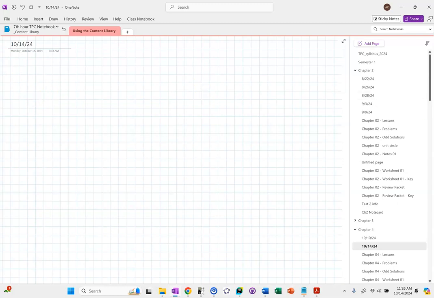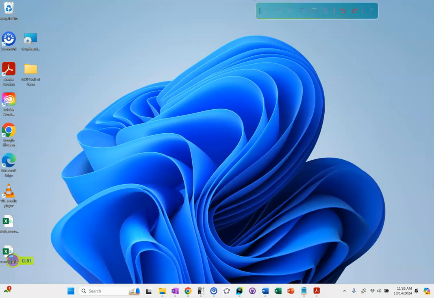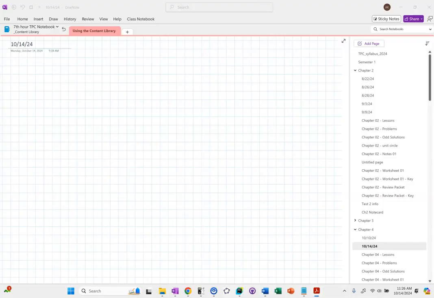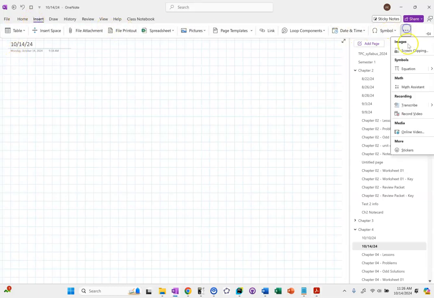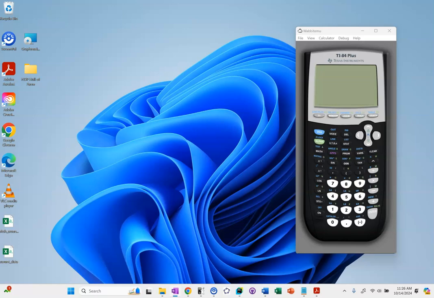Worksheet 2, number 7. Sure. This is a good one because it's got the negative answers, or answer, I should say.